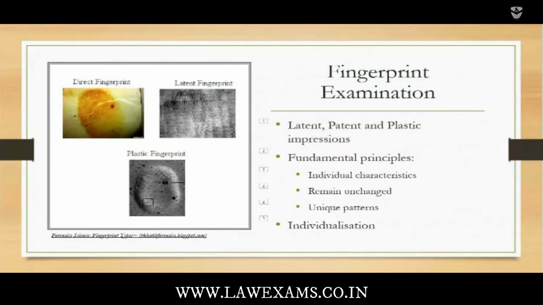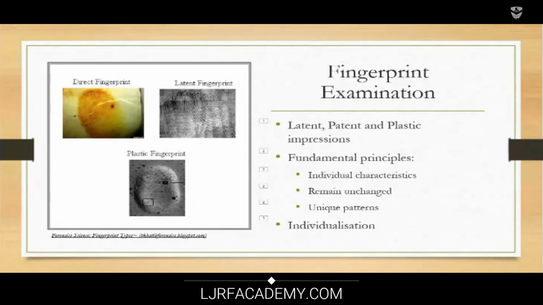So the first one, individual characteristics. Like I said for DNA, it is an individual characteristic. Unless you're an identical twin, you will have a different DNA profile. Similarly, you have your own fingerprints, and it is your individual characteristic. No two persons, including identical twins, will have the same fingerprint patterns.